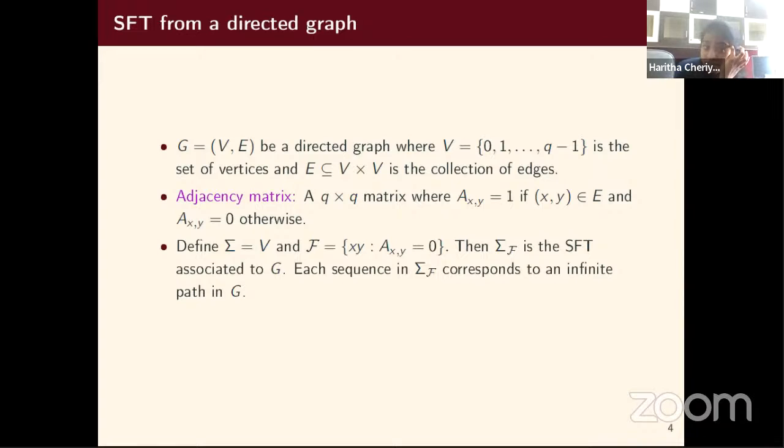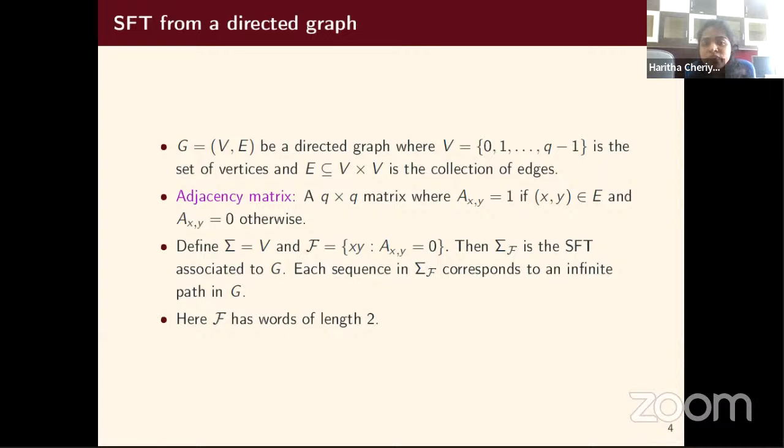And then you define this subshift, where the symbol set is given by the vertex set, and the forbidden collection is given by all the words X, Y where A(X,Y) is equal to 0. So it's called the subshift associated to G, and each sequence in sigma F corresponds to an infinite path in G. So from a graph, you get a subshift, and you can see that for this particular subshift, F will always have words of length 2, but for a general subshift, that need not be the case. F can have words of any length.